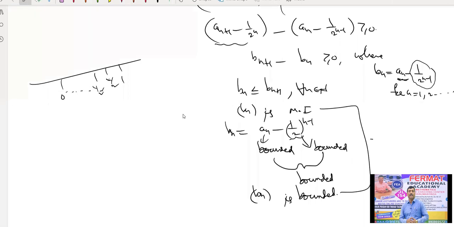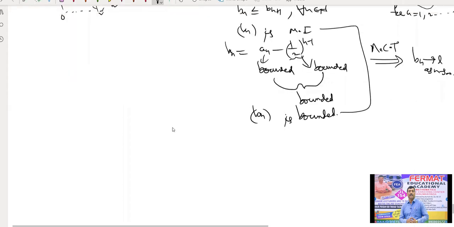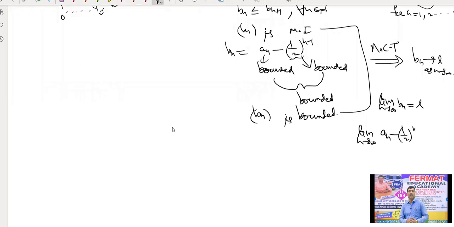Again, one can apply the monotone convergence theorem. By the monotone convergence theorem, b_n converges to some real number as n tends to infinity. So once b_n is convergent, the limit as n tends to infinity of b_n equals L, because L is the limit of the sequence b_n. But b_n is nothing but a_n minus (1/2)^{n-1}, which equals L in the limit. This converges to 0, we have seen.